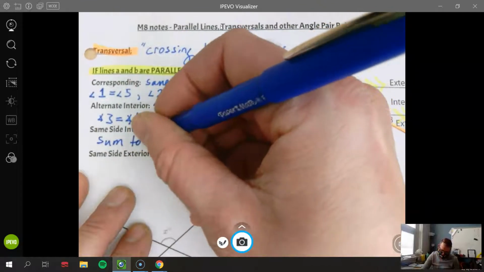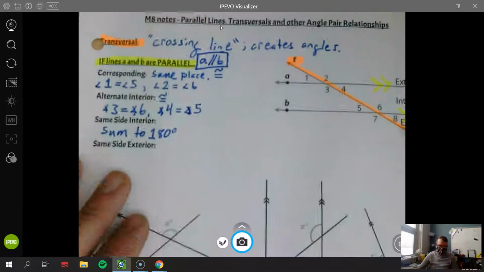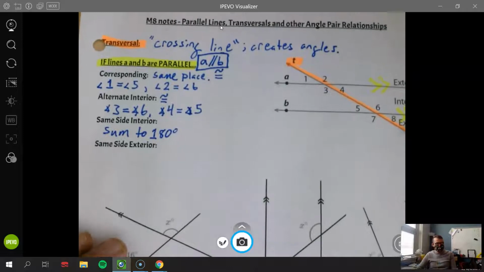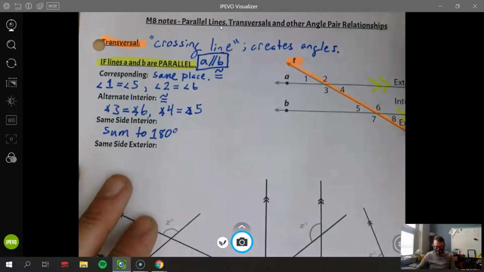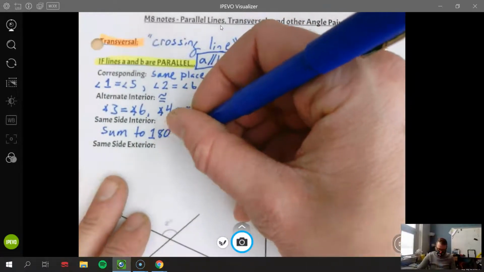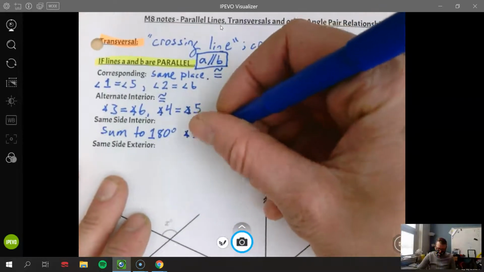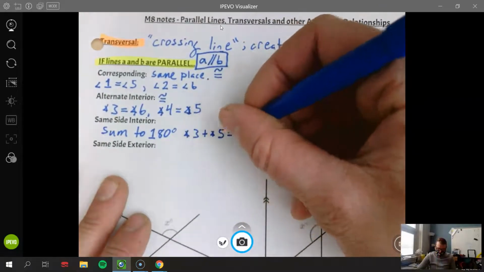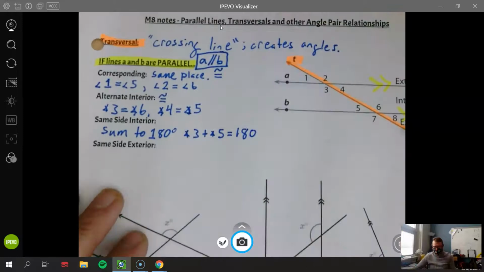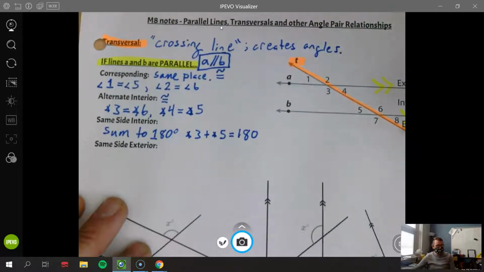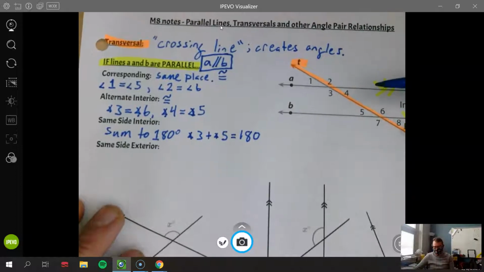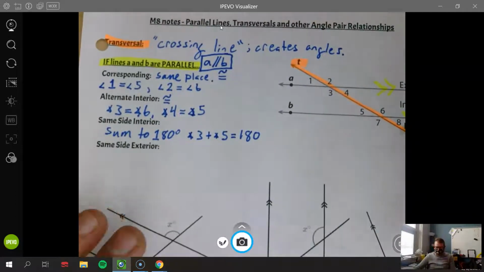Yeah, they sum to 180. Same side interiors sum to 180. So angle 3 plus angle 5 equals 180. Same story with angle 4 and angle 6. They would equal 180. Now wait, why?